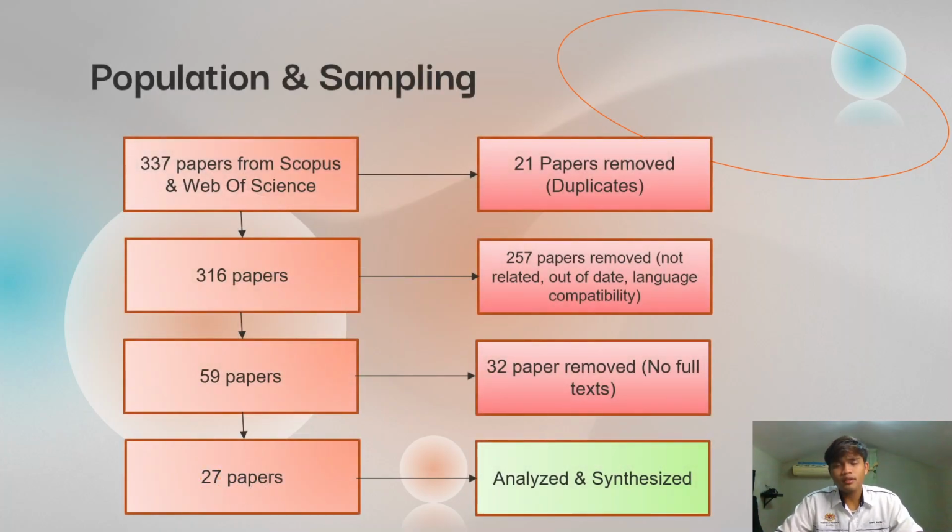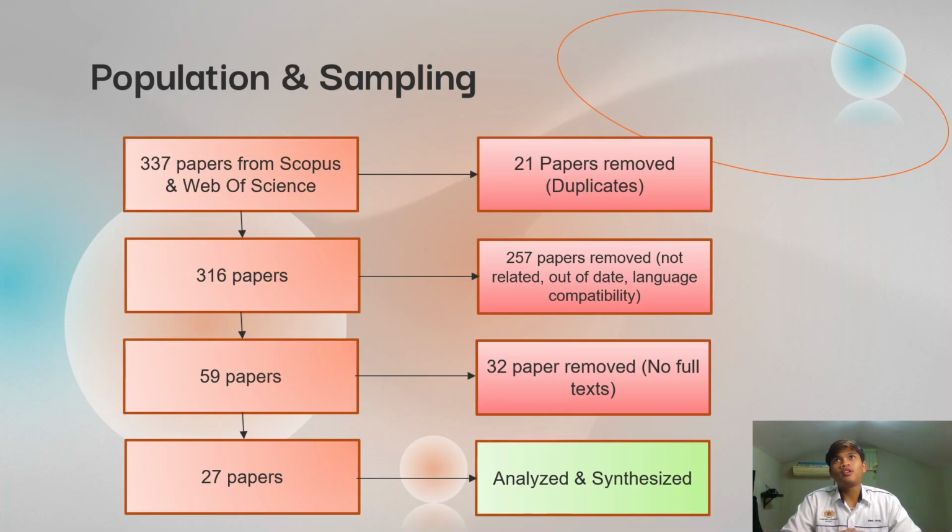Okay, next is population and sampling. So I found 337 papers from Scopus and Web of Science using the main keyword and the alternative term, and 21 papers were removed because of duplicates. That left 316 papers, and of those we removed 257 papers because they were not related and for language compatibility.